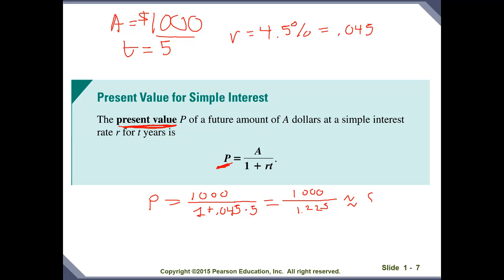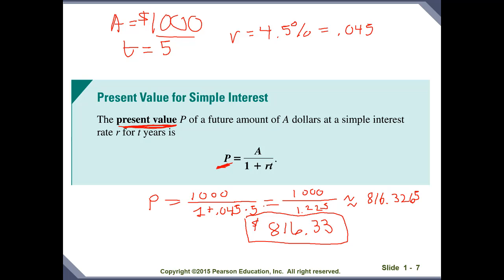It's approximately 816.3265. I'm always going to round to the nearest cent. And so I'm going to say that I need to deposit $816.33 today. If I had a savings account that paid 4.5% interest, simple interest, and I deposited $816.33 today, then in 5 years' time, I would have $1,000.